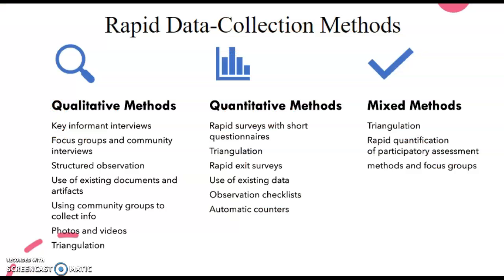Rapid data collection methods are adapted from traditional ethnographic methods to save time. Threats to validity of results from these methods are understudied, which may result in limitations of the validity of the findings. This slide demonstrates qualitative, quantitative, and mixed methods of rapid data collection with some overlap, like triangulation. These methods are adapted to reduce time in the data collection process.